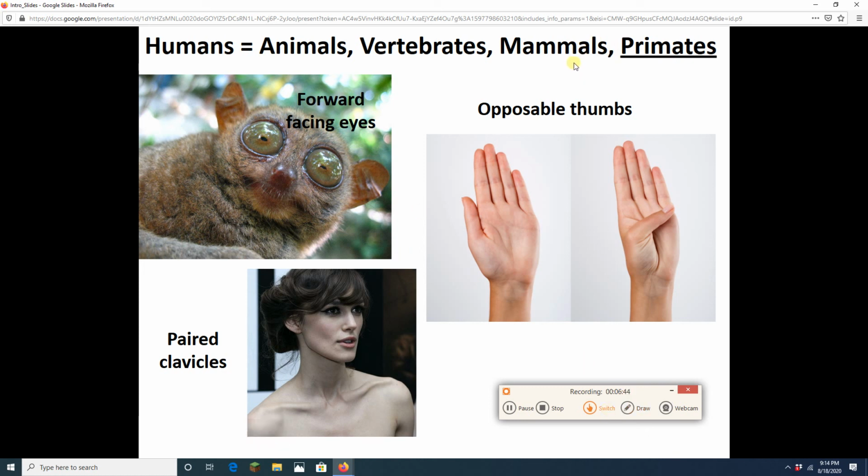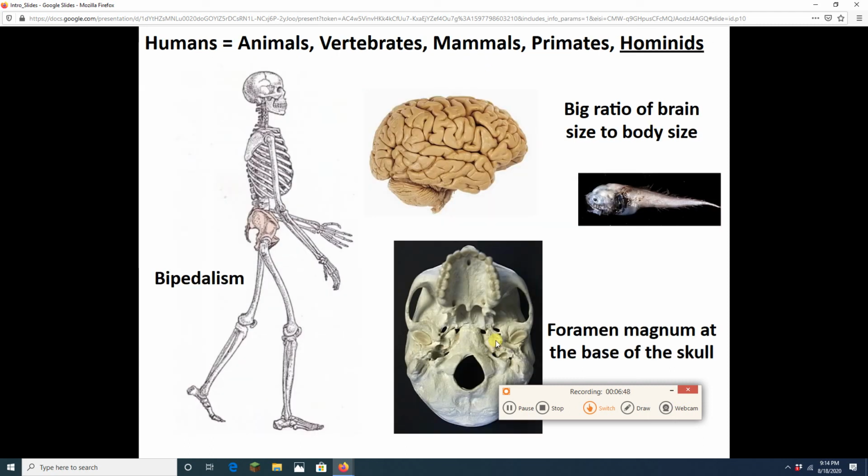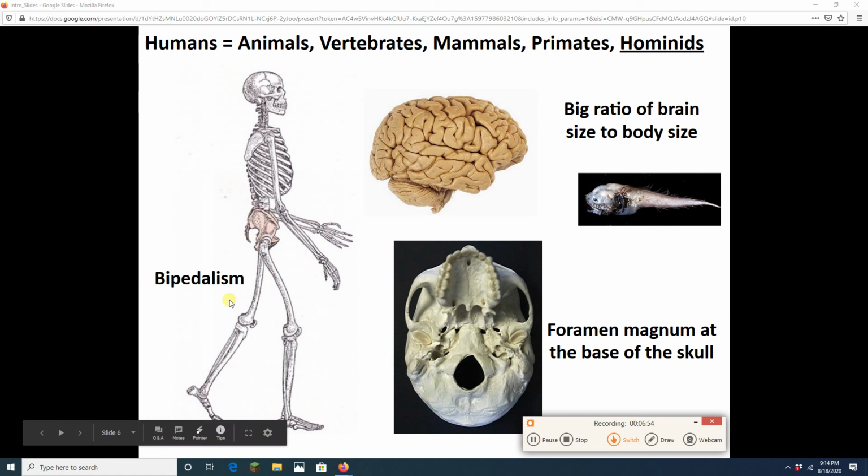And we're mammals. And we're vertebrates. And we're animals. And there's more. We are hominids. We're hominids for a few reasons. We walk upright on 2 feet. We are bipedal. If you did lab number 1, you know about our bipedality already.